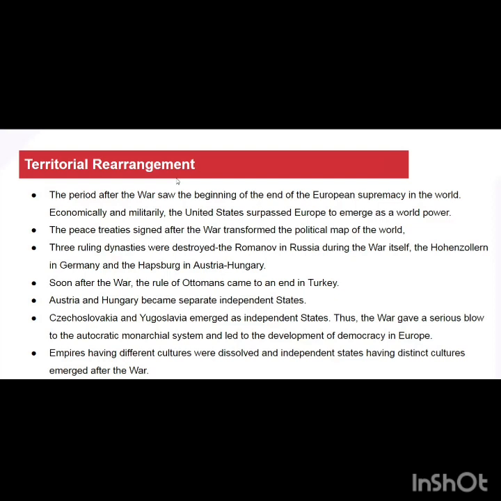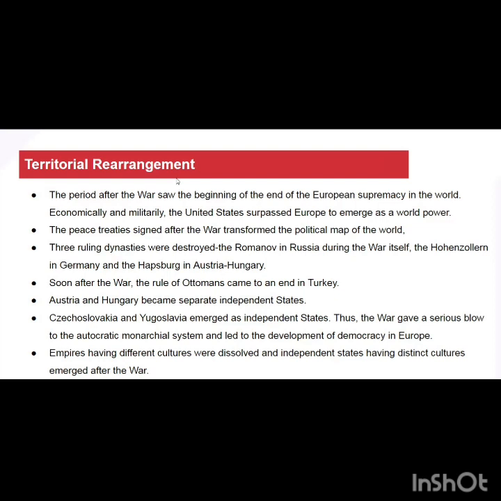So Europe was one such continent which was dominated by the monarchical form of government, but this war even changed the form of government. So that was again an important thing. Empires having different cultures were dissolved, and independent states having distinct cultures emerged after the war. So we see that Finland, a nation of Finnish people, Estonia, Latvia, Lithuania, Yugoslavia, a nation of Slavic people. In this way, all these countries belonging to a particular race or language came together and formed their homogeneous countries.